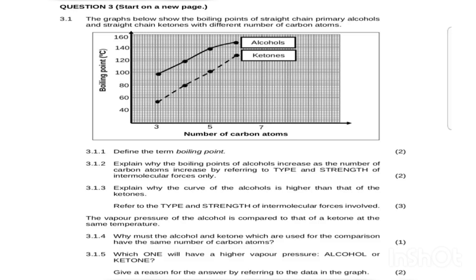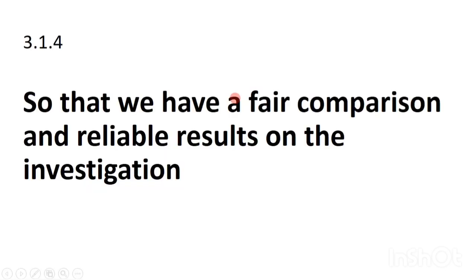Now, 3.1.4 says, why must the alcohol and ketone, which are used for the comparison, have the same number of carbon atoms? Why should they have the same number of carbon atoms? We say so that we have a fair comparison and reliable results on the investigation. Remember, whenever we are investigating this, we are trying to have one independent variable. We are only investigating one factor. So the factor that we want to investigate here is the functional group or the type of intermolecular forces that are involved there. So we should keep the other variables constant.